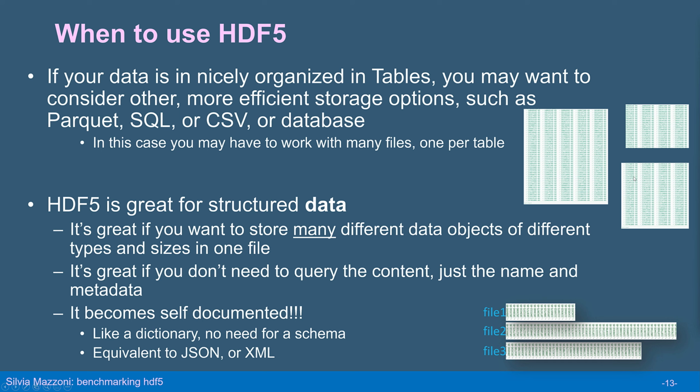Now, the issue with other options, if you don't use HDF5, is that you would need a single file. Well, in SQL, you can have a database, but you have a single file for each table. In HDF5, you could store this data, and heck, you could store all 3 tables within your HDF5. And that's really, to me, what the strength is of HDF5. It's great if you want to store many different data objects of different types and sizes in one file. And it's great if you don't need to query the content, just the name and the metadata.